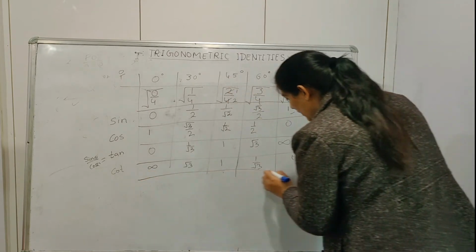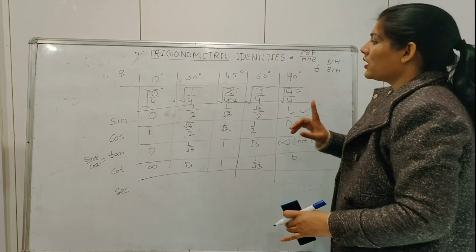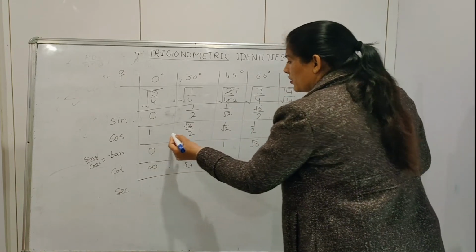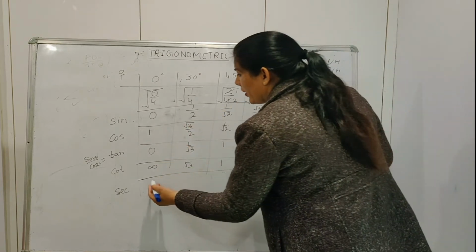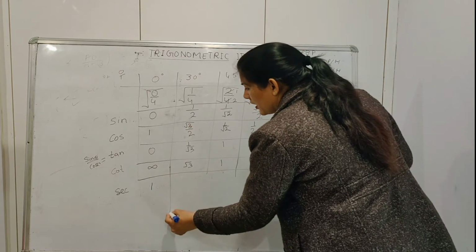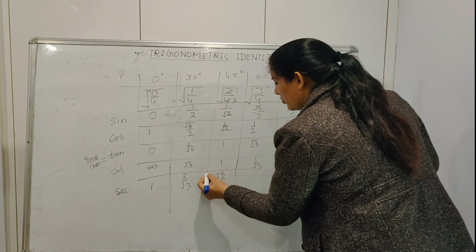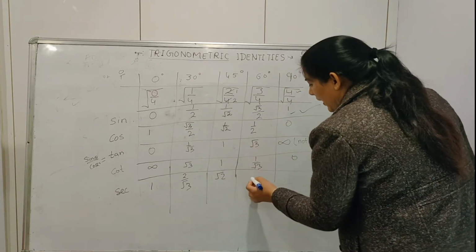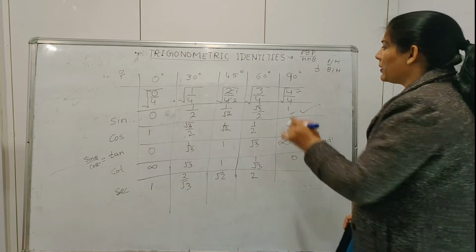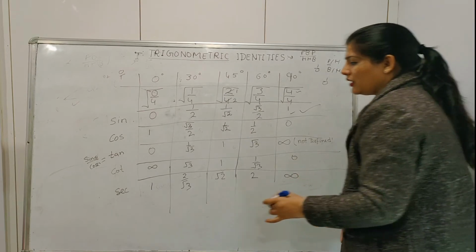Okay. After this, write the value of sec theta, and sec theta is 1 upon cos theta. So do the reciprocal of cos theta and you will get the value for sec theta. The reciprocal of 1 is 1 here. Root 3 upon 2 reciprocal equals 2 upon root 3. Reciprocal of 1 upon root 2 is root 2. And reciprocal of 1 upon 2 is 2. Reciprocal of 0 is again not defined because 1 upon 0 is not defined, or you can write infinity here.